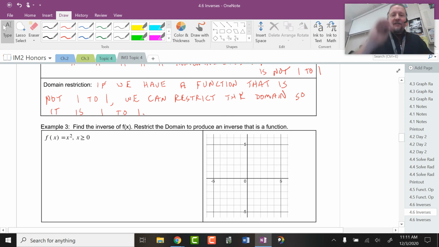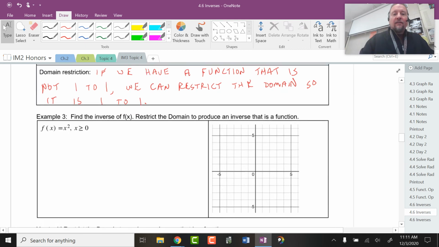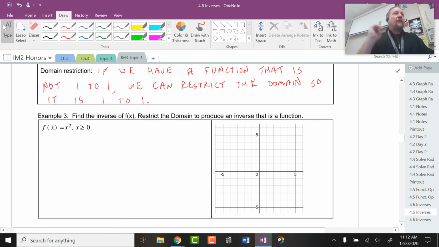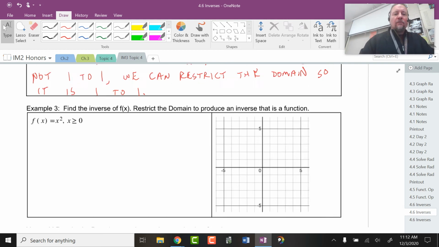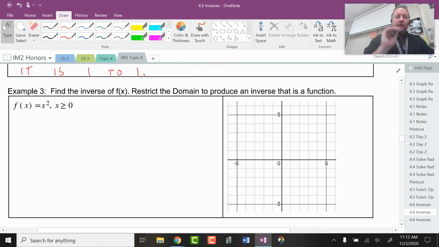All right. So I just got that to say about that. What that does is ensures that the inverse of that restricted domain function is a function. And we're going to see that. I don't want to put that in words. So notice what we have here.